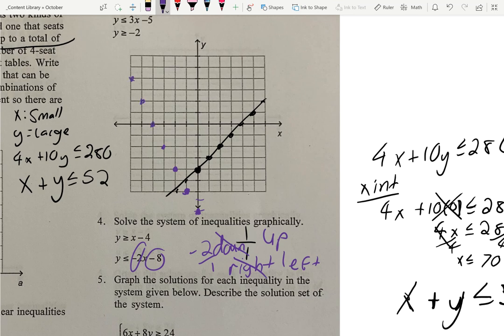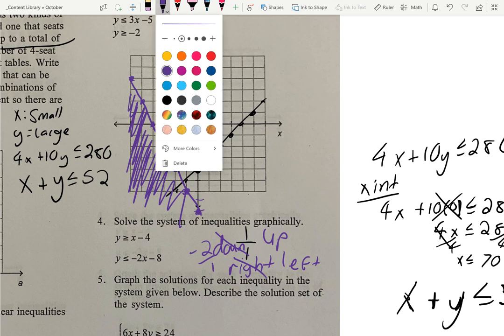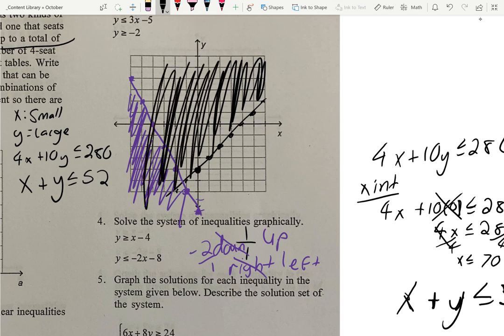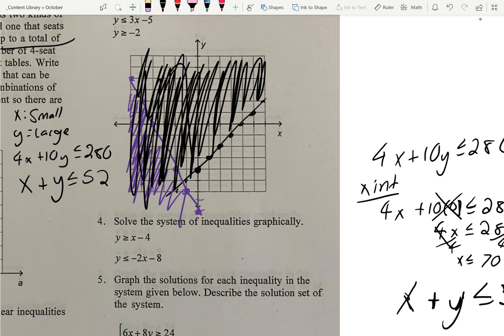And then this line would be a solid line as well because it's y less than or equal to. And we would shade below that line because y is less than, y is below that line. So for the purple line, we would shade this part of the graph. And for the black line, we would shade above it, which is this part of the graph. So they overlap kind of in that bottom left corner. All right, now I'm going to erase it, and I'm going to do number 3.